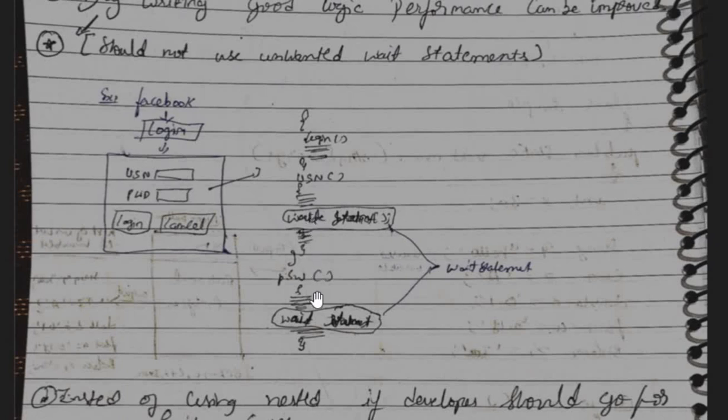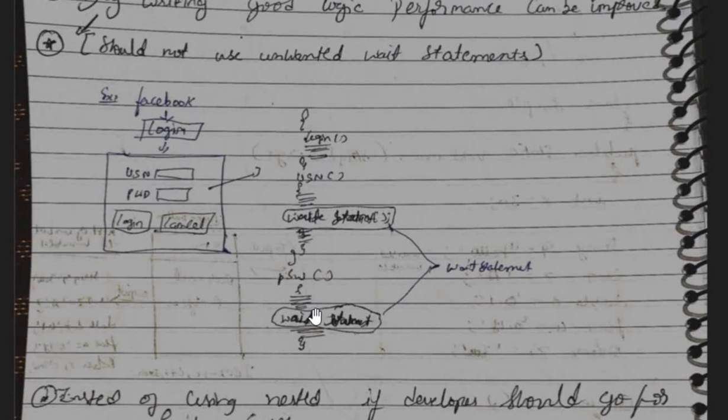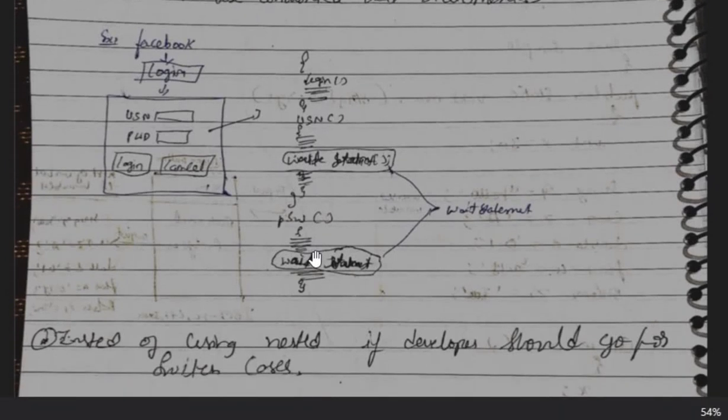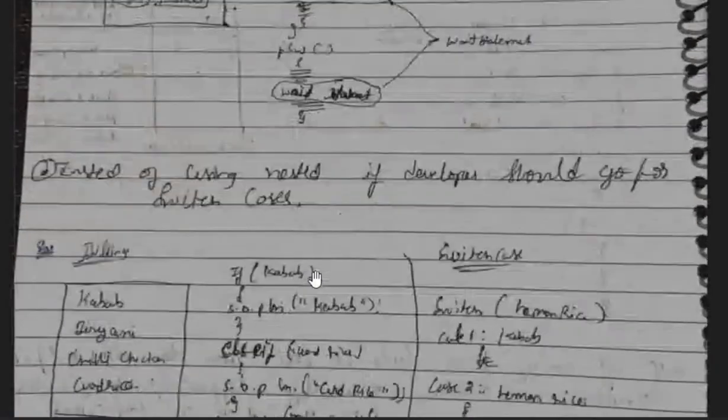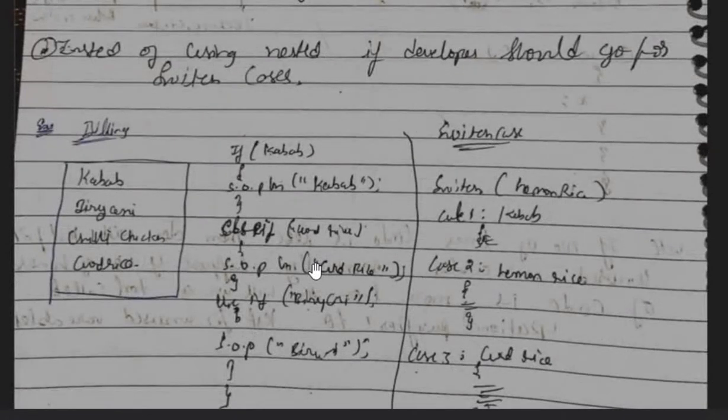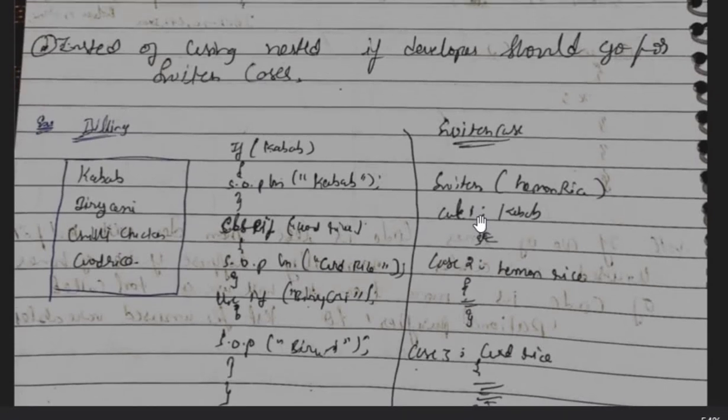For the password, they are waiting to check whether the password is correct or not. So it is unwanted time, right? The next one is, instead of using nested if, developers should go for switch cases. Compared to nested if, switch cases will work faster. So instead of using nested if else, if they go for switch cases, we will get the result as soon as possible. That's it.